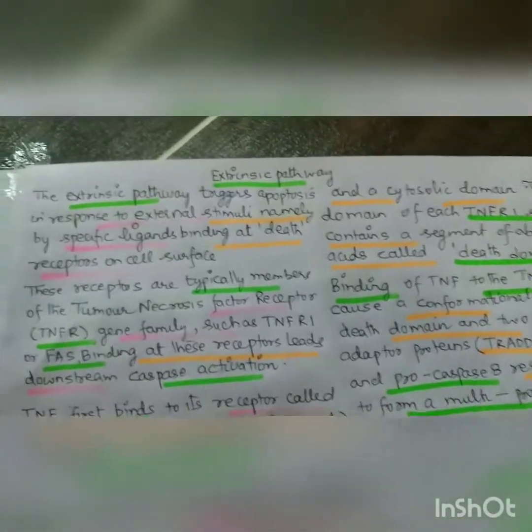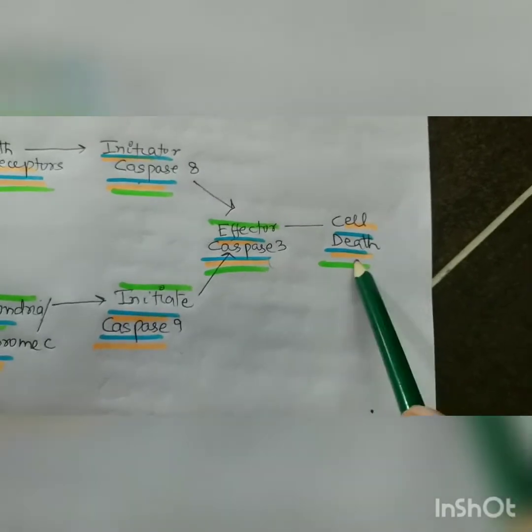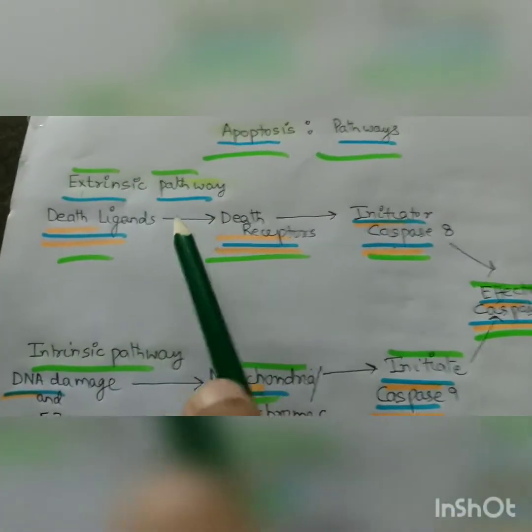So now we are coming to the next part, that is the extrinsic pathway. The extrinsic pathway is very important. Before moving to the extrinsic, I will tell you the intrinsic: we did DNA damage or P53, mitochondria, cytochrome C, and OMI is released and SMAC is released and it initiates caspase 9. Caspase 9 will initiate the effector caspase 3 and it results in apoptosis. This pathway is finished. So now we are coming to the next, that is the effector, right?